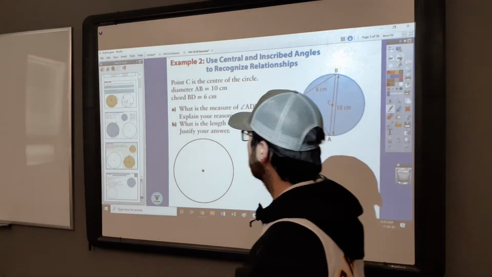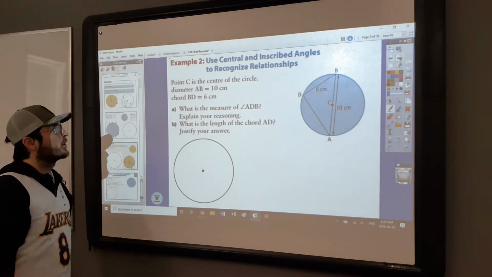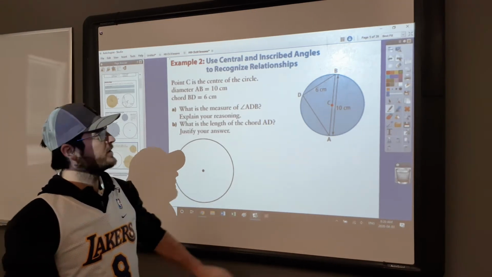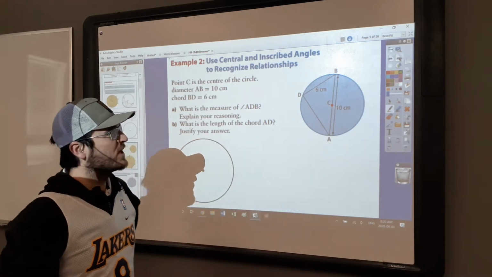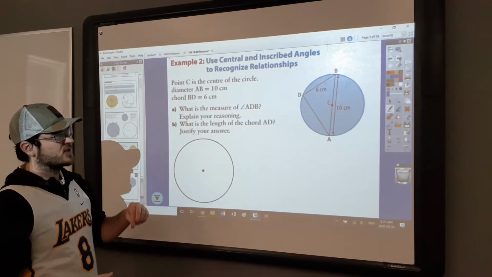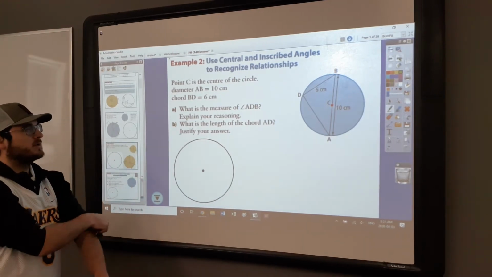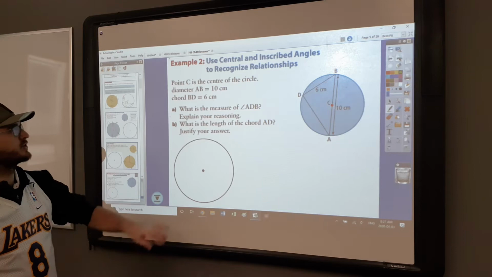All right, continuing with our central and inscribed angle rules, we're going to come across example 2 where we've got a little bit of an exception or kind of a special ruling. If we know that a central angle is going to be double any inscribed angle, we can use that in certain examples, like this example here with the special case.